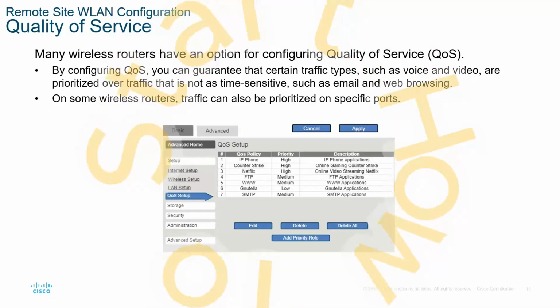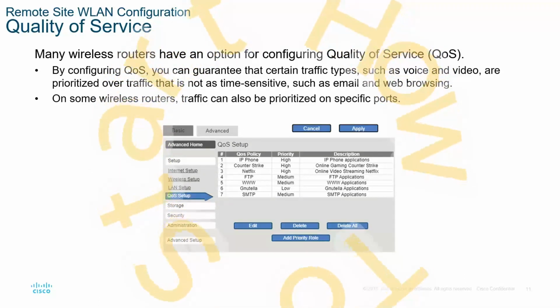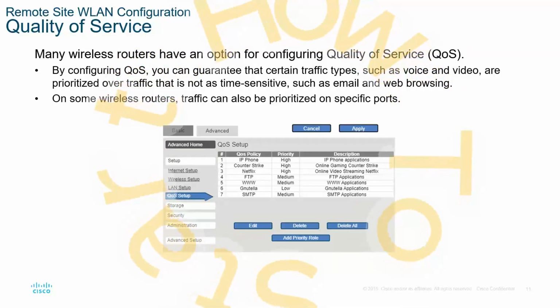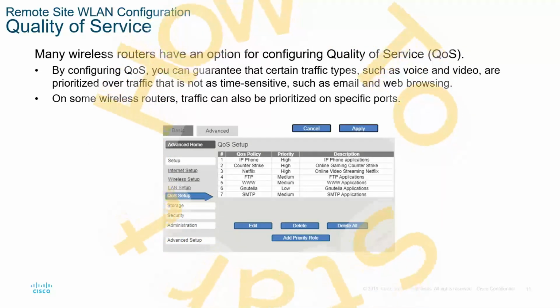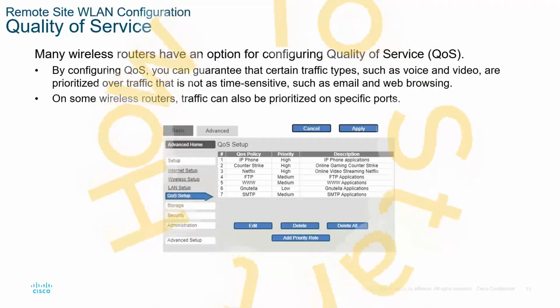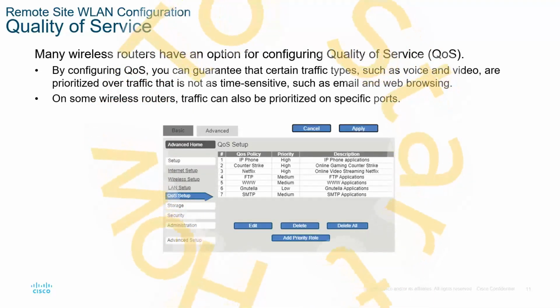More and more routers also have a QoS based setup. That way you can prioritize traffic based off of policies.